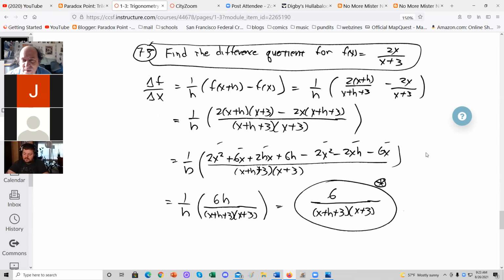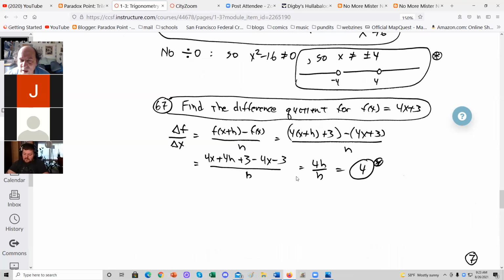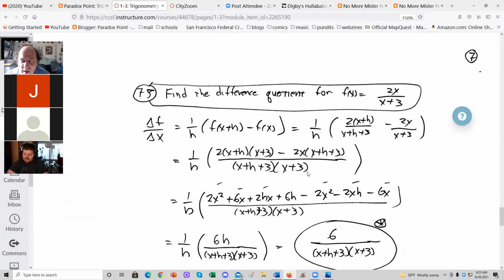Here they ask for the difference quotient of the function 2x over x plus 3. Same deal, but more work. Delta f over delta x equals 1 over h times the change in f, f of x plus h minus f of x. I'm putting the 1 over h out to the left here, so we don't have this bulky all divide by h thing the whole way. So 1 over h times, plugging in x plus h here, twice x plus h over x plus h plus 3, all that minus f of x, 2x over x plus 3.